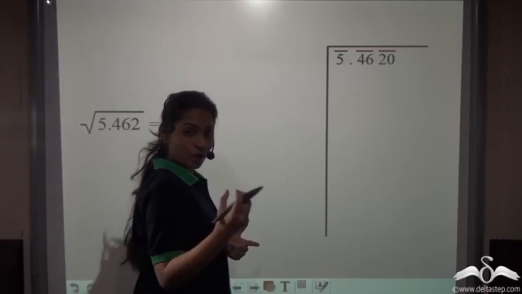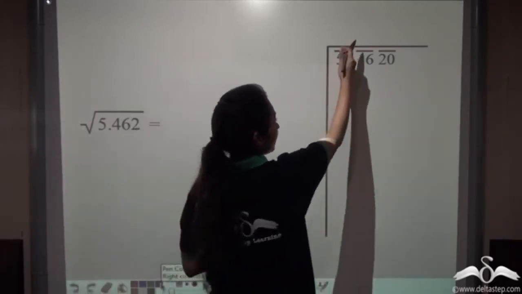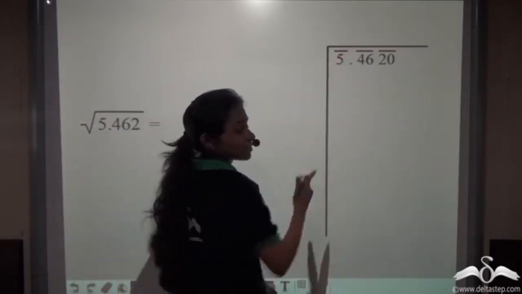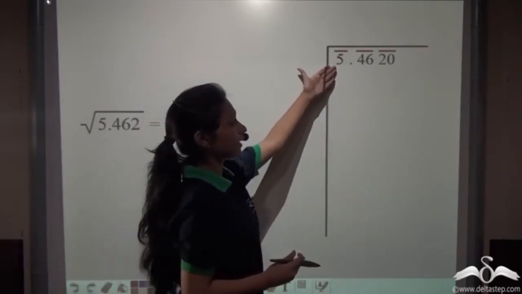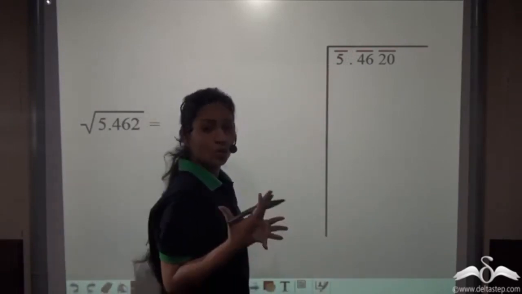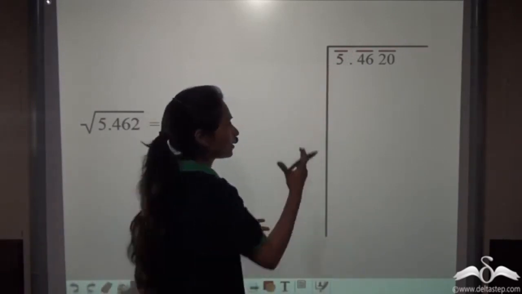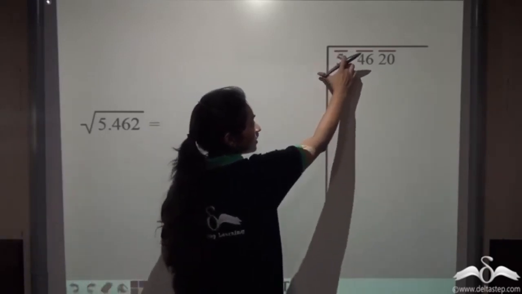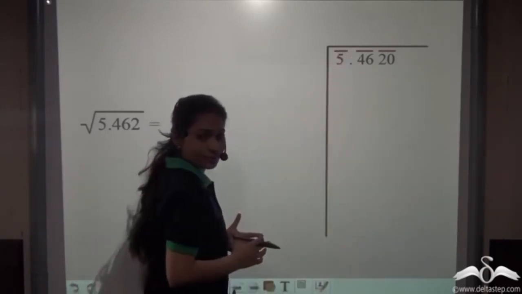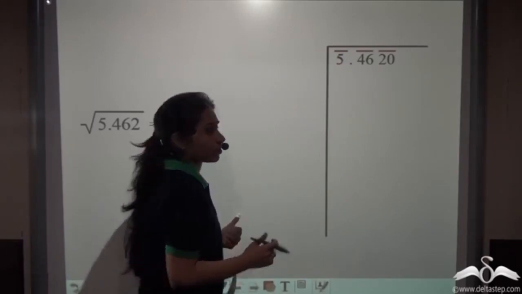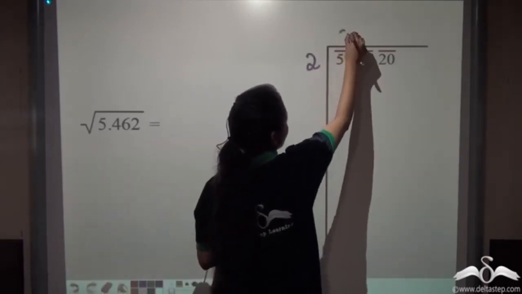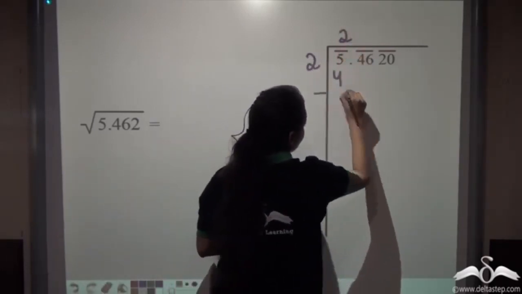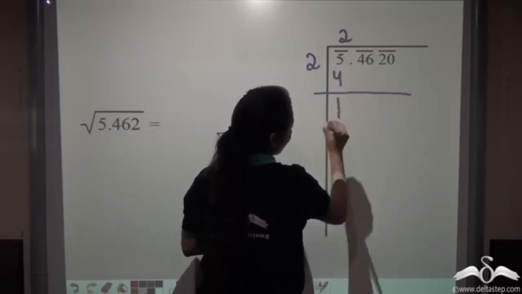First of all, we'll think of a number that, when squared, will give us less than or equal to this number. Even on seeing this, I can remember that 2 squared gives us 4, and that is the only digit which will get us equal to or less than this, or otherwise 1 could be the digit. So let us take 2 into 2, 4.